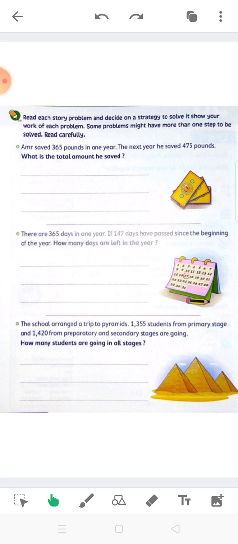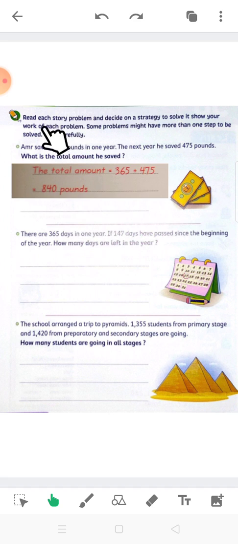And decide whether it's an addition or subtraction, okay? Let's see the first example. Amr saved 365 pounds in 1 year. The next year he saved 475 pounds. What is the total amount he saved? Again, together, total, and the sum, all both mean plus. So total means what? Means plus. Okay? Let's take these numbers and write them down and make the sign.